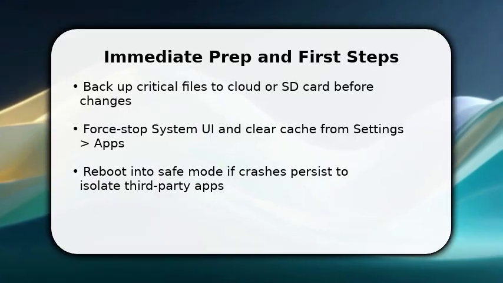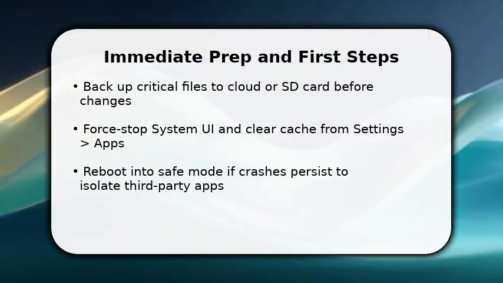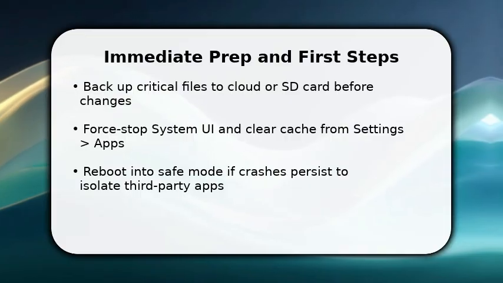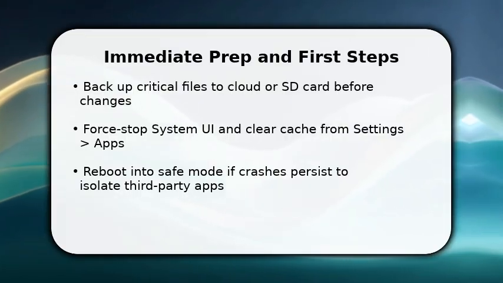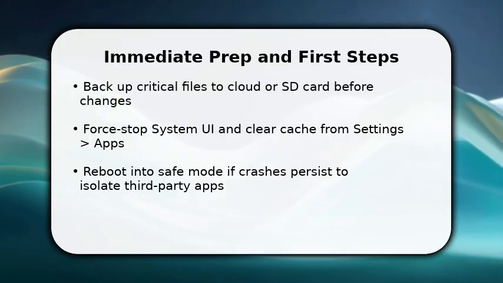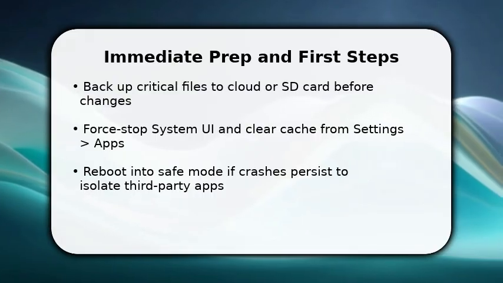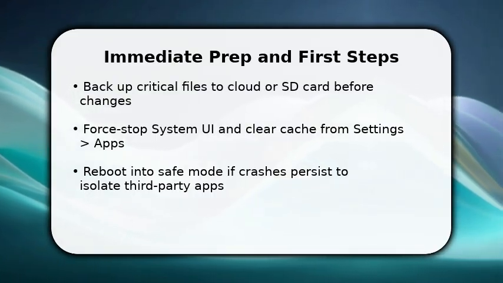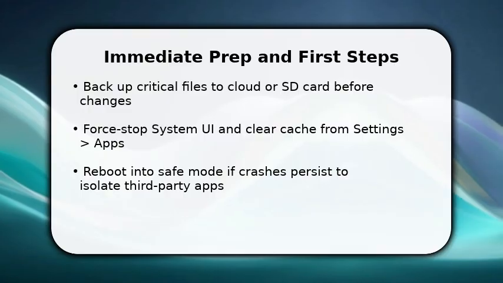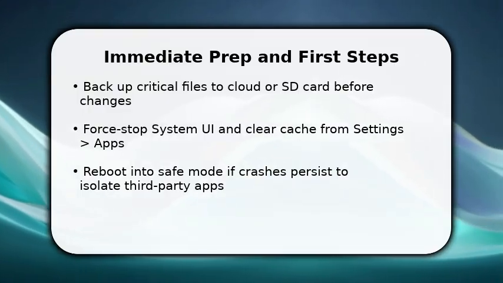You start by securing data and reducing variables. Back up essential files, then go to Settings App System UI, force stop, and clear cache to remove temporary corruption. Once done, reboot normally. If System UI still crashes immediately, boot into safe mode to disable all third-party apps and test core system stability. This narrows the cause quickly and prevents repeated interruptions while you apply deeper fixes.